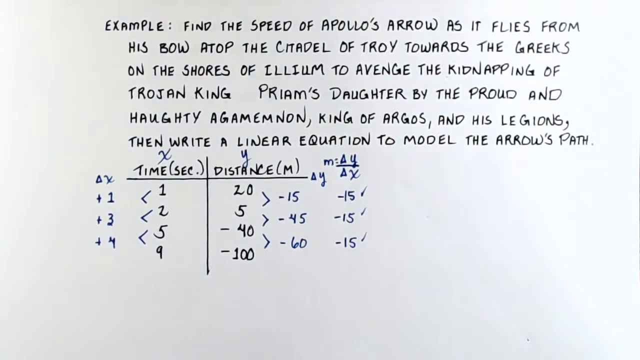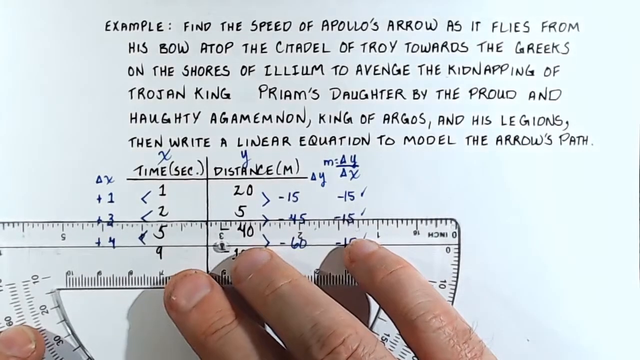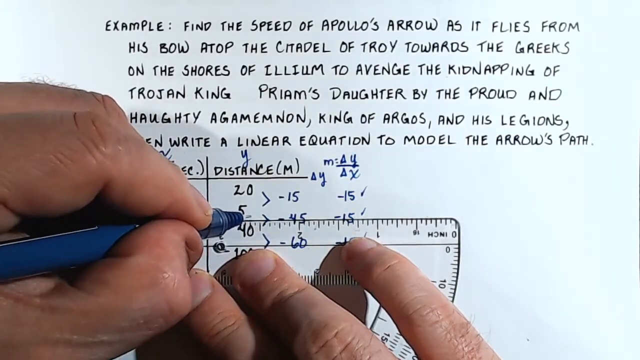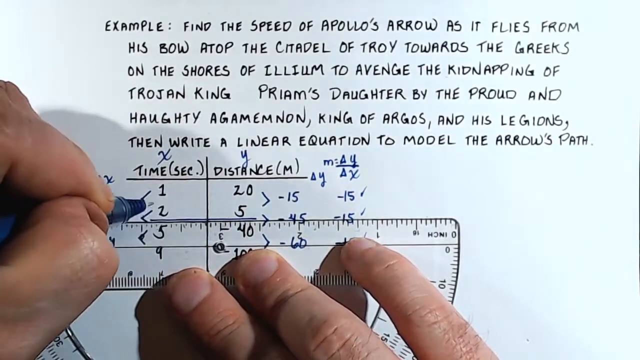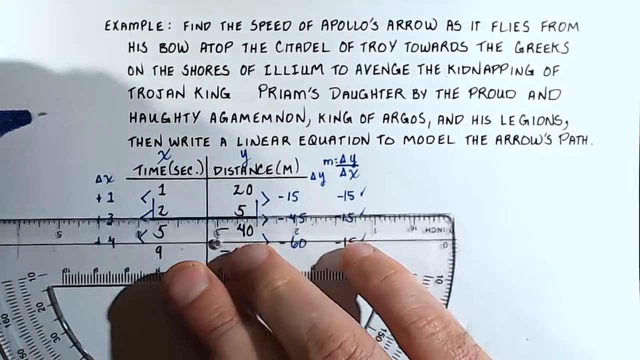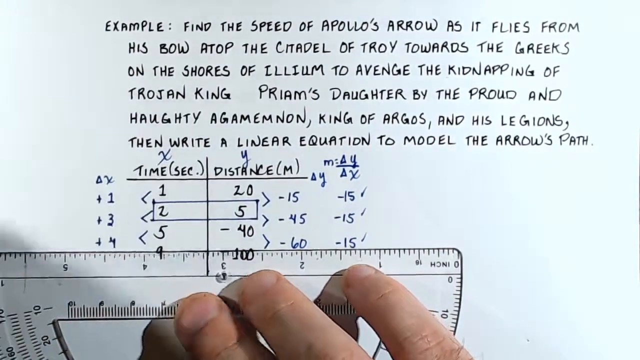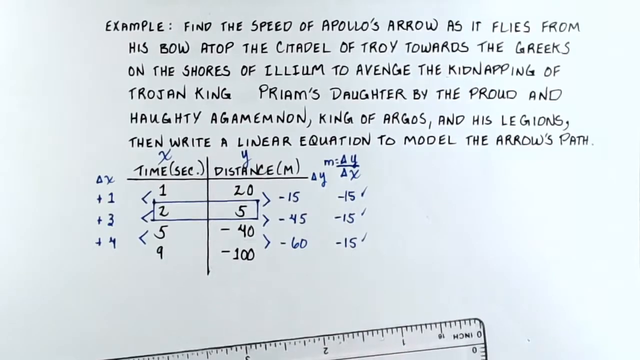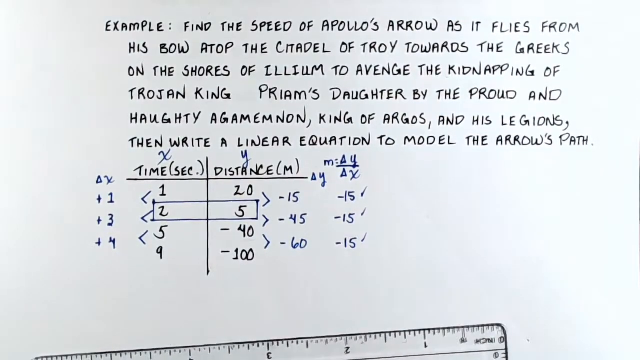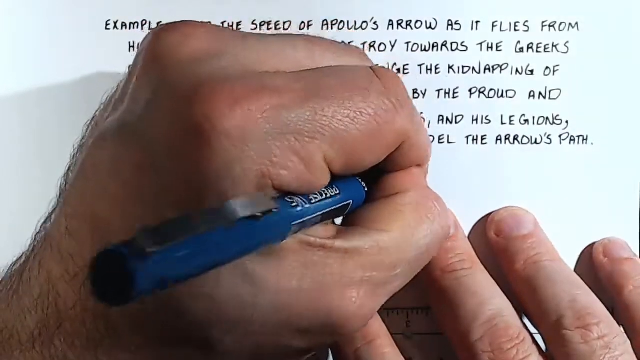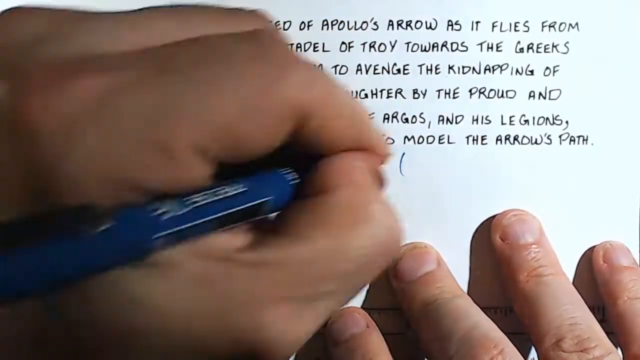Now we just pick a pair of points. It almost sounds like Peter Piper picked a peck of pickled peppers. So we're going to pick a pair of points. We'll choose points 2 and 5. They seem easy to work with. So we now have a point and a slope. We have 2, 5.